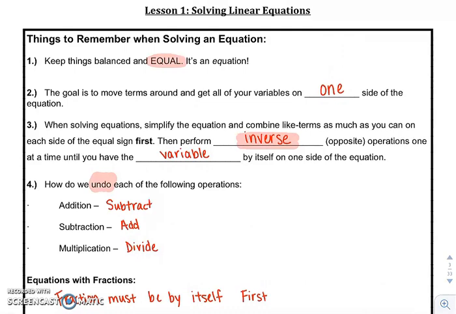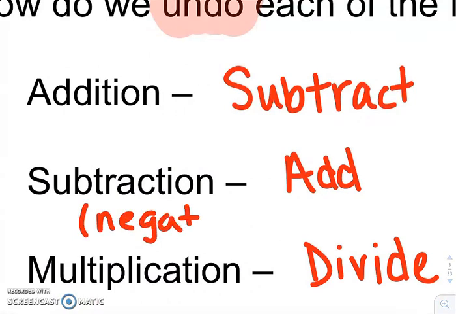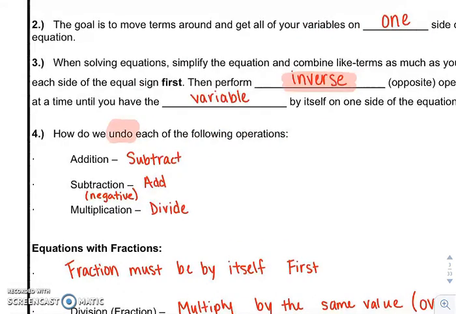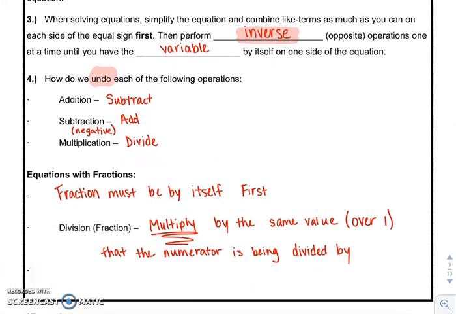So how do you undo certain operations? You guys know if something is being added, to get rid of that, we subtract. If something is being subtracted or is a negative, you want to add it to get rid of it. And if something's being multiplied, you want to divide to undo that, or move it to the other side.